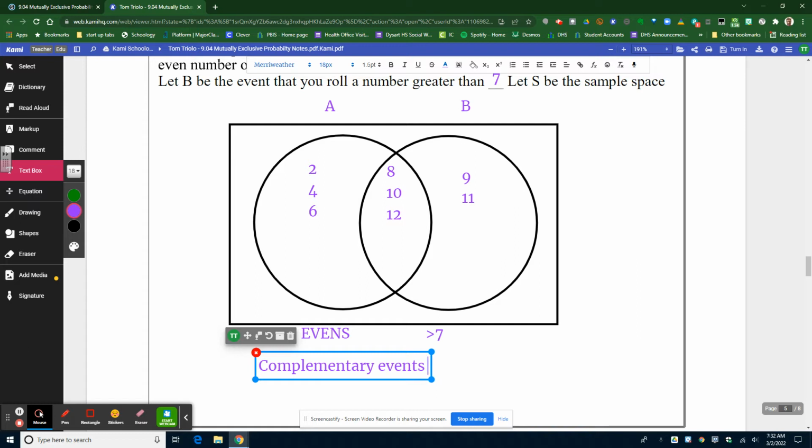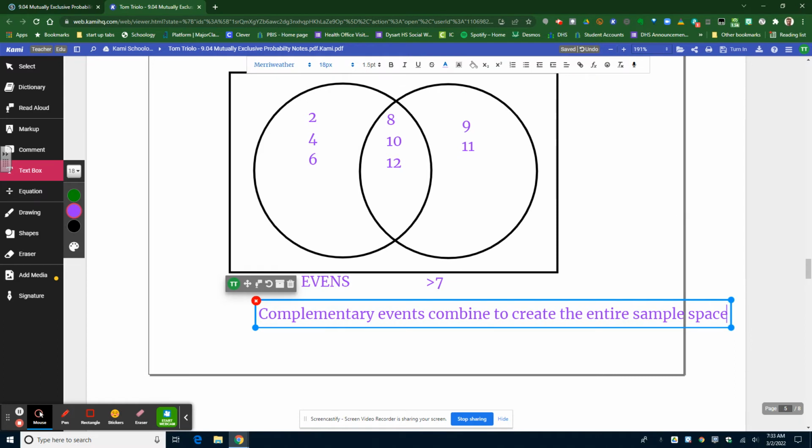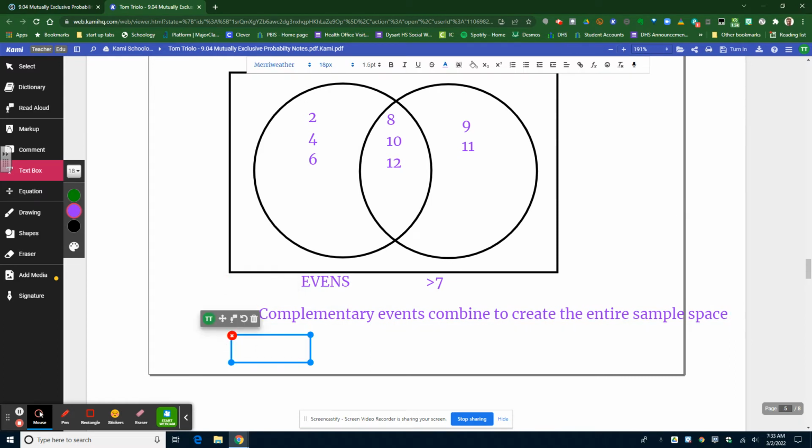Combine to make a whole, to create the entire sample space. Okay. So in this particular case, we want the complement of something being even or odd. So I'm going to write it in words and then show you what the symbol looks like, and then we're going to find out what that space is.